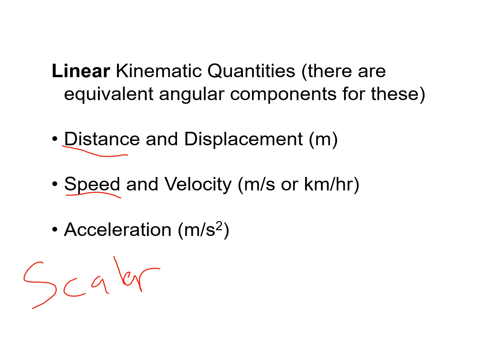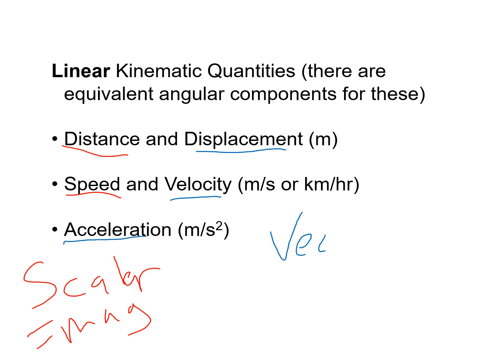Distance and speed are what are considered scalar quantities, or scalar units, whatever you want to call them. Scalar quantities only have a magnitude. Okay? So distance is only measured in meters. Speed is only measured in meters per second, miles per hour, whatever units you want. We use metric for this class, so we're just using meters.